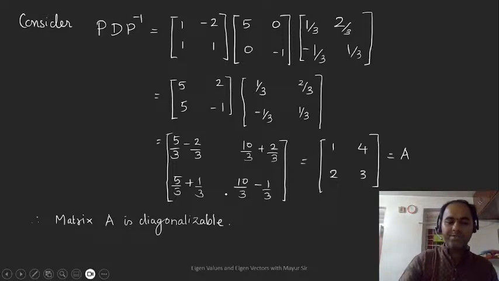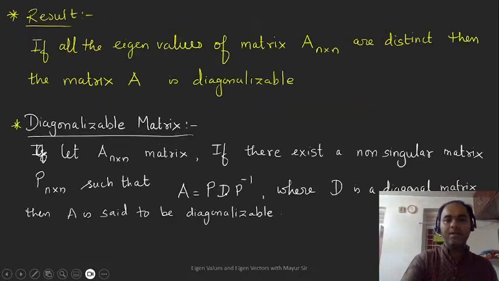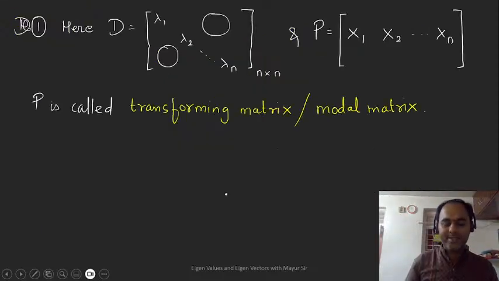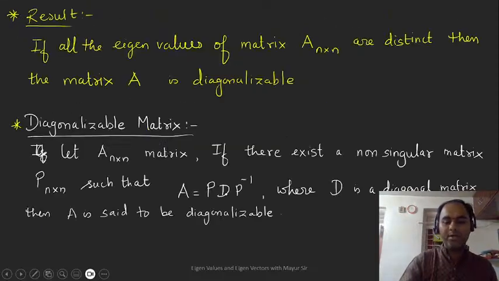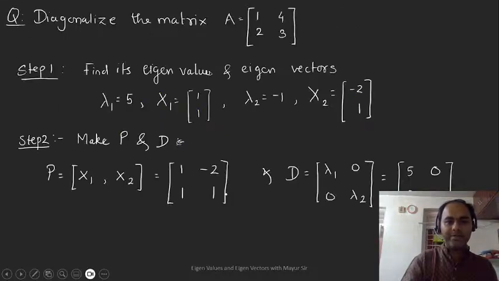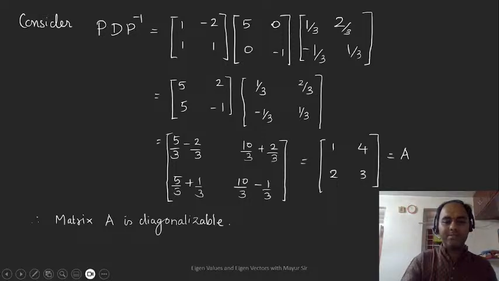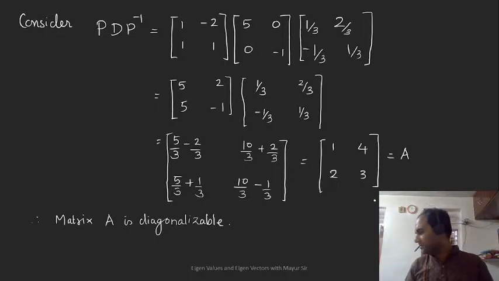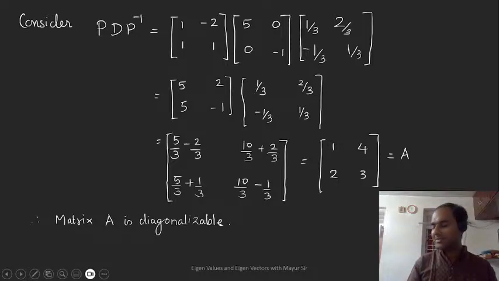And what we had also seen, we have seen this result. If all eigenvalues of matrix A are distinct, then you say that matrix A is diagonalizable, and you find the diagonal form of the matrix A. So diagonalize the matrix A, so it means this matrix A is diagonalizable, and this thing is the diagonal form of the matrix A. So that's what is to be done when you get this kind of a question.